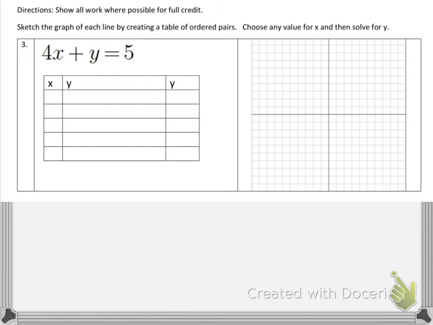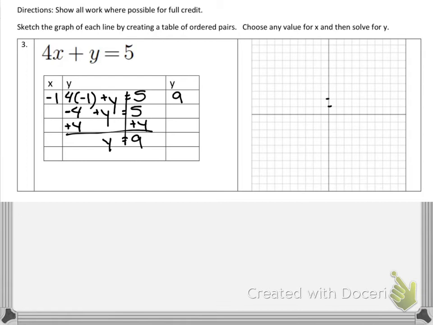So let's start with something closer to 0. Let's start with negative 1. So we have 4 times negative 1 plus y equals 5. So that gives me negative 4 plus y equals 5. And then if I add 4 to both sides, I end up with y equals 9. So one point for my ordered pair would be the point negative 1, positive 9.